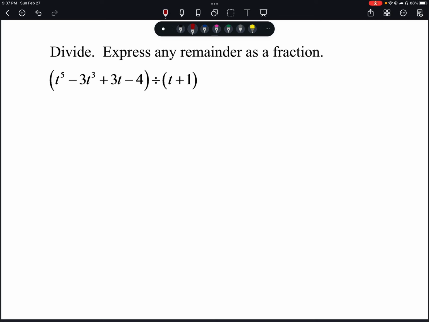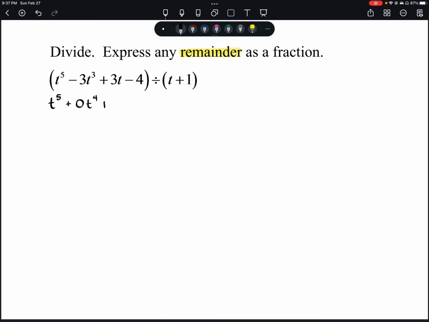Okay, so this one says divide, express any remainder as a fraction. So this one, we're probably going to have a remainder. That's your big hint right there. And when you see something like this one is a 5th degree, let's make sure we're thinking about all of the degrees. We have t to the 5th, and we have no t to the 4th. So we're going to put plus 0t to the 4th.